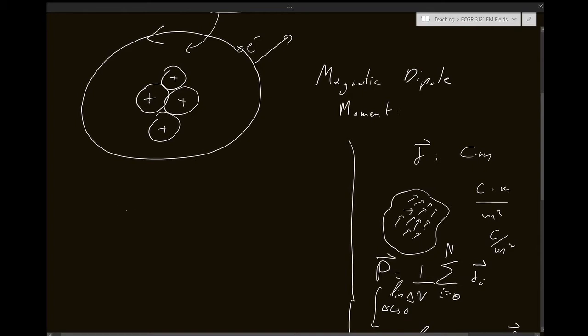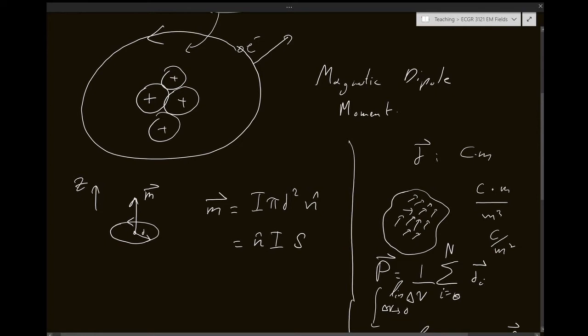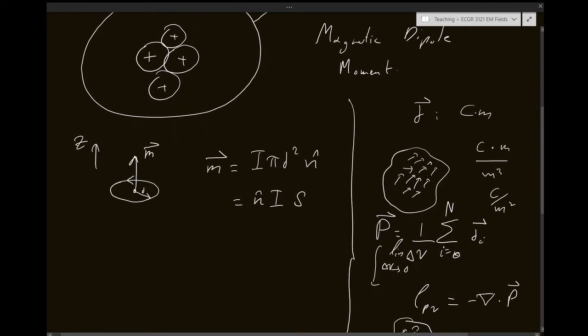Okay, so let's go back to the single dipole. So this is my single dipole, right? And we said this dipole has a moment, and let's assume this is the z-axis. The moment of this dipole is going to be I pi d squared n hat, or I n hat, and then pi d squared is just the surface area of the loop.